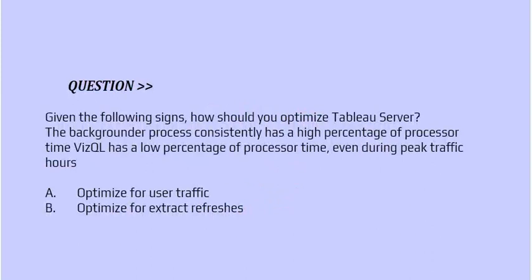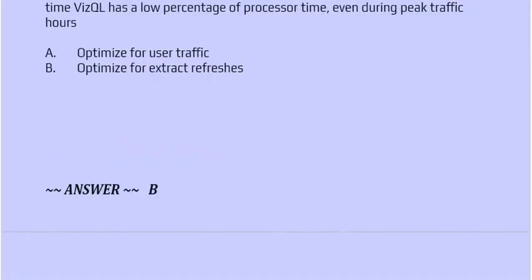Question is, given the following signs, how should you optimize Tableau Server? The backgrounder process consistently has a high percentage of processor time, VizQL has a low percentage of processor time, even during peak traffic hours. Option A. Optimize for user traffic. Option B. Optimize for extract refreshes. Correct answer is option B.